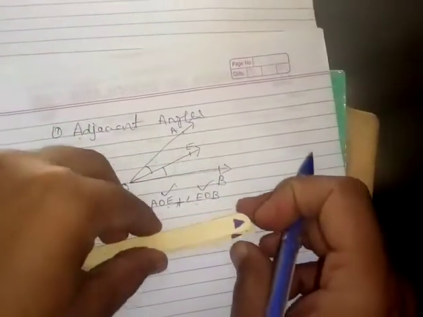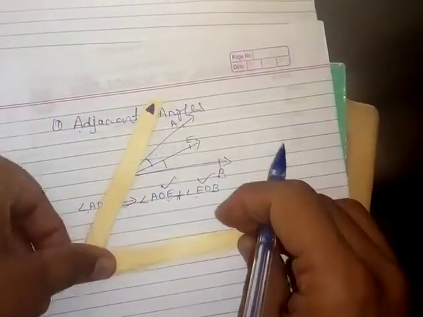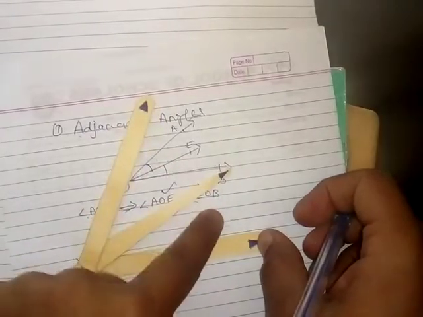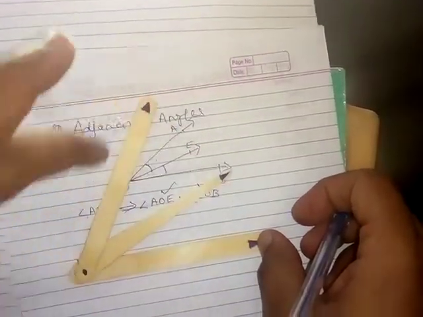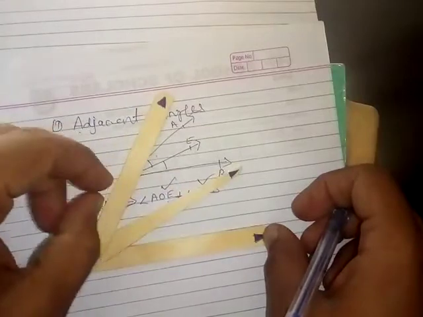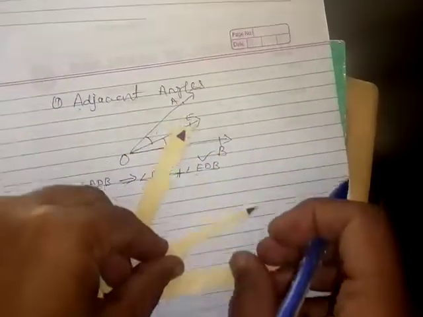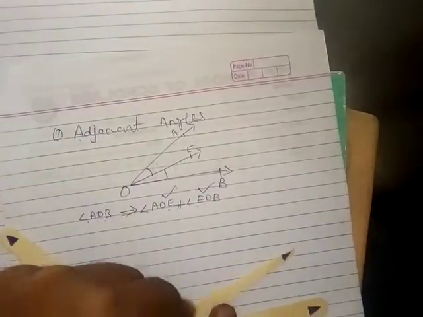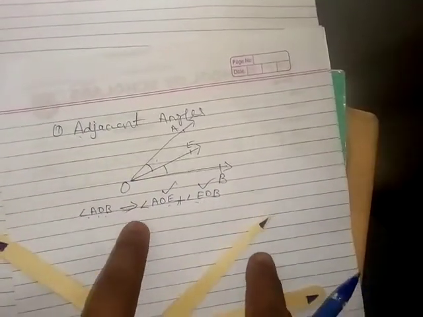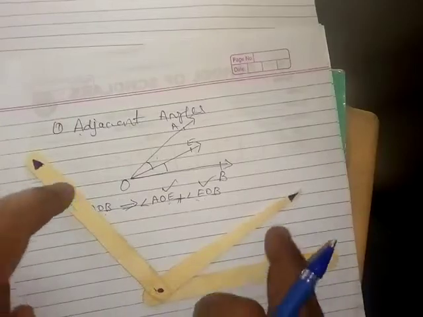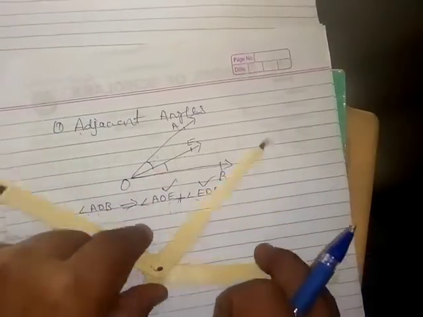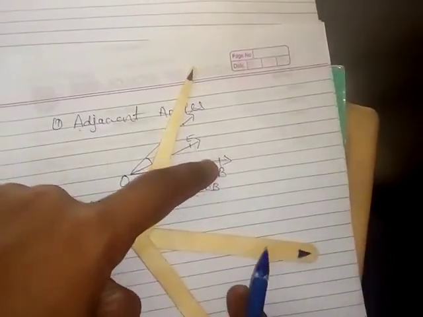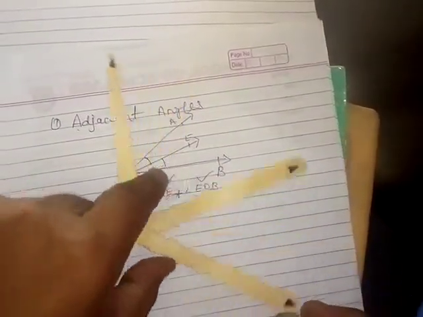For example, this is one angle. If you draw another line segment in it, this angle and this angle are adjacent to each other, AOB and BOC. So, understood adjacent angles? They may also be like this. Angle 1 and angle 2 are adjacent to each other. Now in this way, tell me which are angle 1 and angle 2 that are adjacent to each other. Understood?